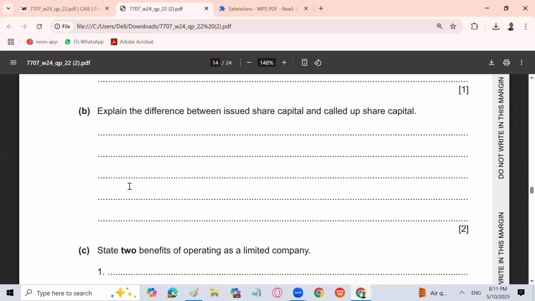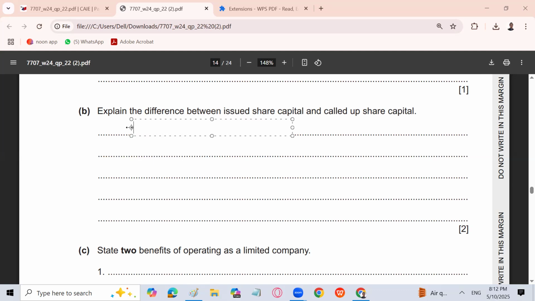Next, explain the difference between issued share capital and called up share capital. So let me write it down, because that is an important point which students generally face difficulty with. I'm not saying this question will come in the paper, but if a question comes from company accounts, then some critical point of this question will definitely be part of it. That's why we are doing this question.